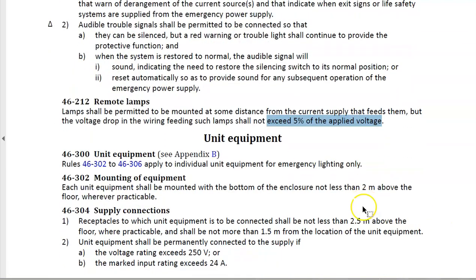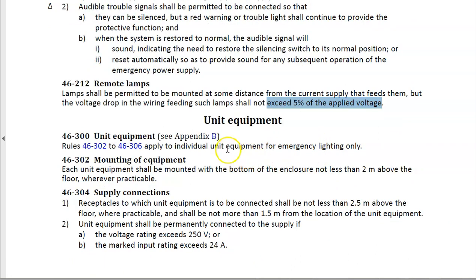All right, talking about the unit equipment now. This is going to be unit equipment for emergency lighting only, so specific to. Some of our unit equipment falls in these previous rules, the 46, 200 to 212. Now we're going to be talking about ones that are specifically to unit equipment. If we've got the unit equipment, that's the little battery backups not coming off of the central generator.